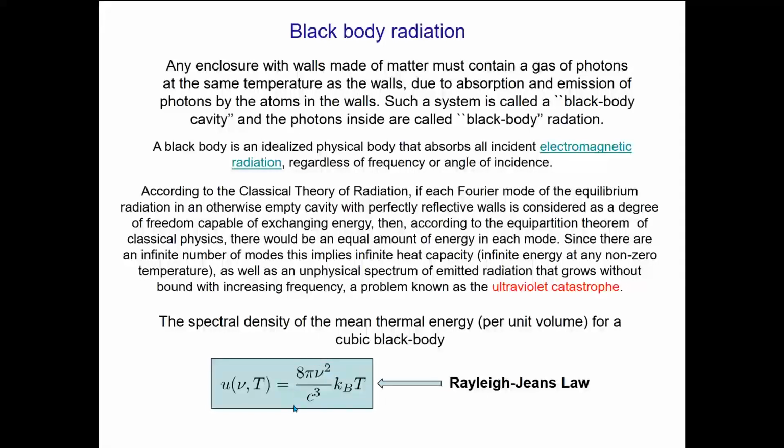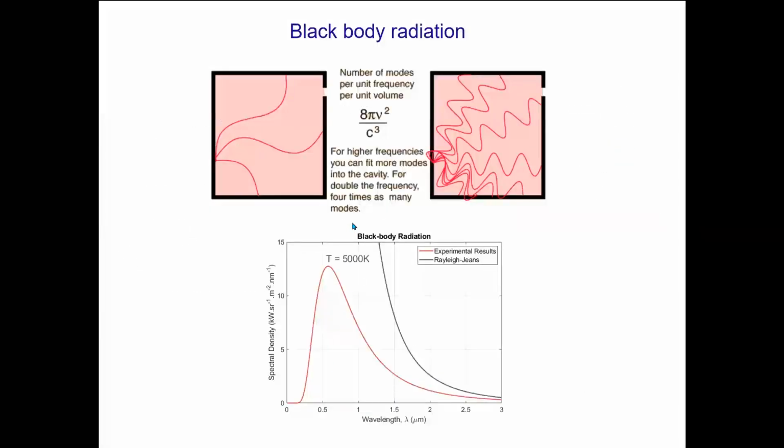You can look at this per unit interval in frequency. So the number of modes per unit frequency, per unit volume, is this number. And this can be visualized as the following picture. When frequency is small, we can fit a certain number of modes inside the box. When frequency grows, we can fit a higher and higher number of modes inside the box. And this number grows proportionally to the square of the frequency.